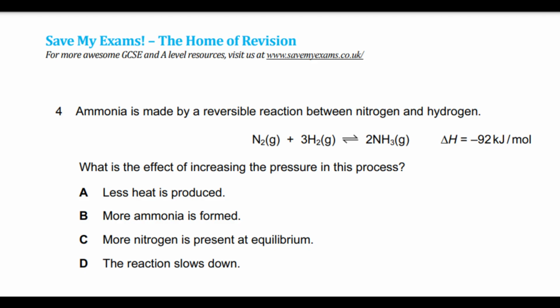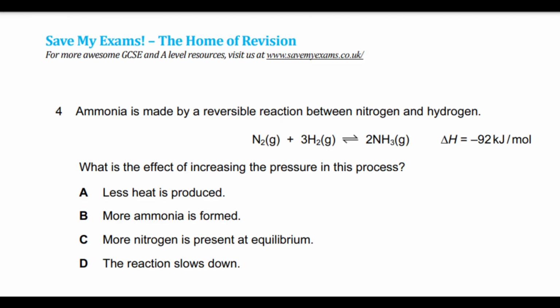Charlie says more nitrogen is present at equilibrium. No, when the pressure is increasing, the nitrogen is reacting, so ammonia is being produced. So Charlie is not the correct answer. Delta says the reaction slows down. No, the reaction will speed up. It will be faster when the pressure increases. So what is our answer? Bravo is our answer. Okay.